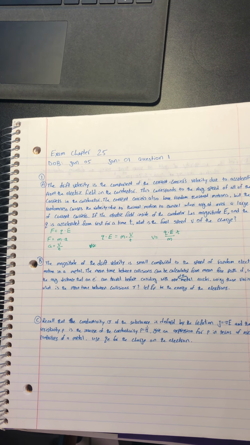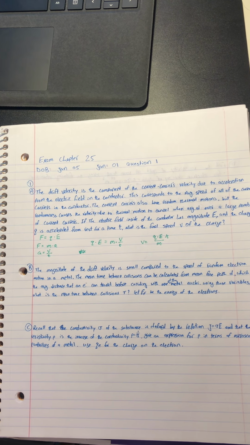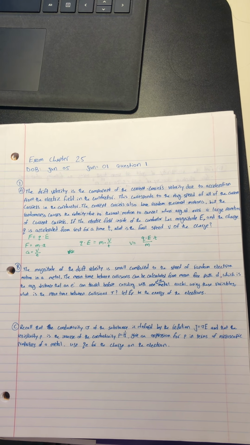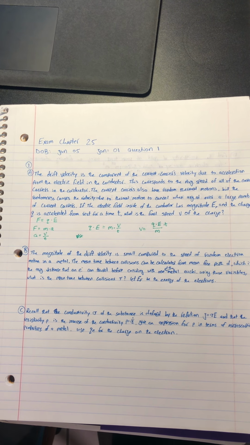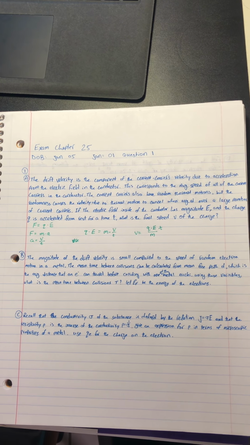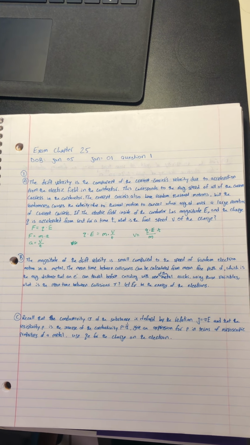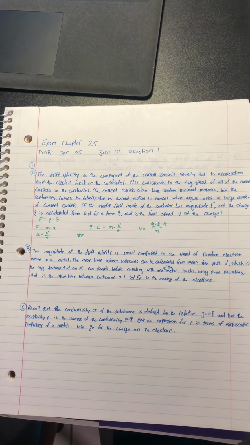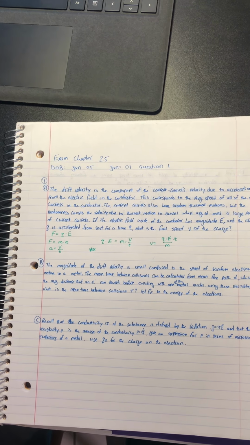Alright, let's get started with part B. The magnitude of the drift velocity is very small compared to the speed of random electron motion in the metal. This means that between collisions, the mean time between collisions can be calculated from the mean free path d, which is the average distance that an electron can travel before colliding with one metal nucleus. Using these variables, what is the mean collision time tau?